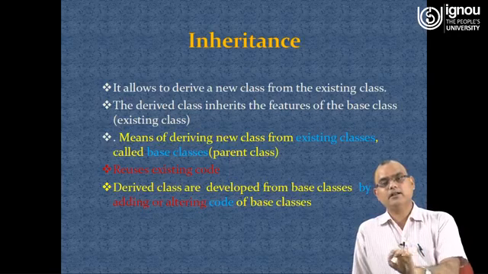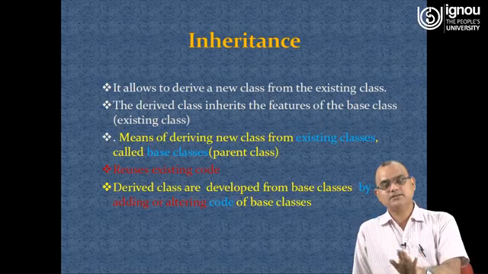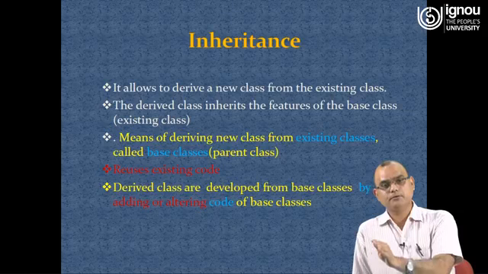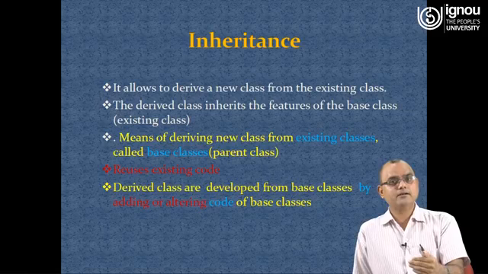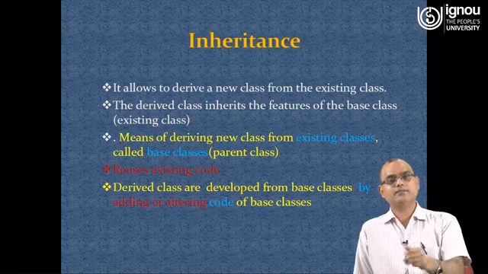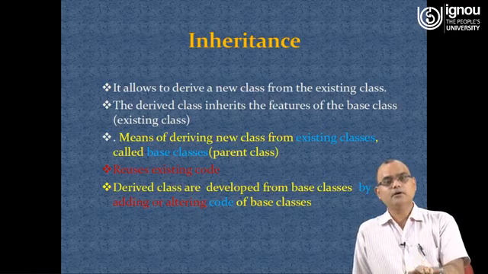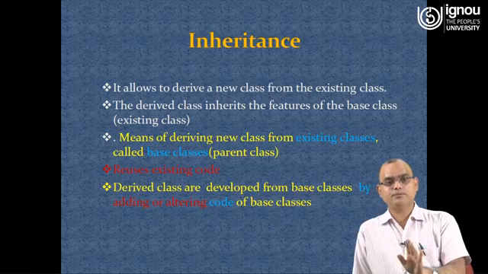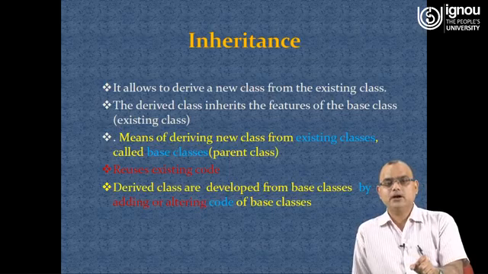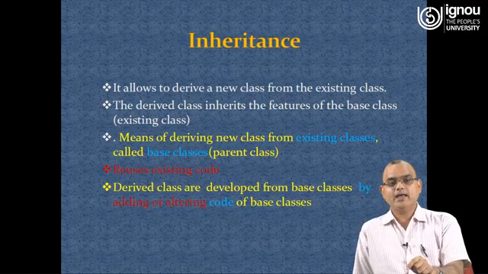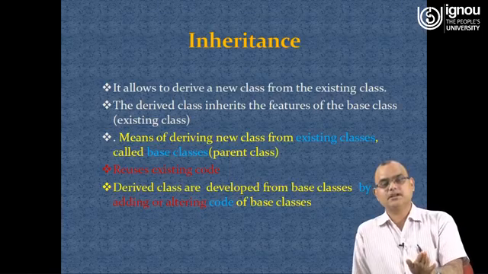In another term we can say, if there is an existing class, that particular class can be used as a parent class, and on that parent class a child class can be derived, and the derived class has the right to access the code already implemented in the parent class and further extend on that code to make the program more expandable or add more features to it. So this is the meaning: reusing of the existing code, and derived classes are developed from the base class by adding or altering the code of the base class.